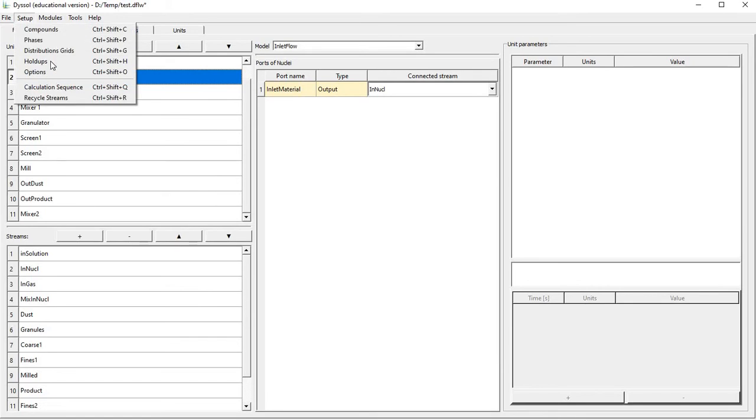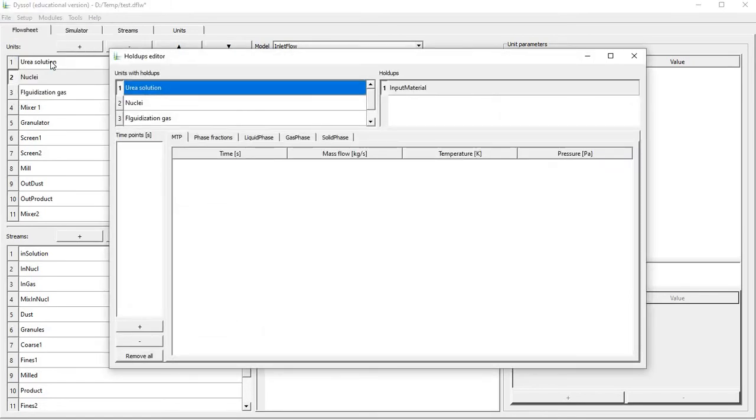In the next step, it is necessary to define holdups. Just a short reminder, all input streams are defined as streams which have a specific holdup, an infinitely large holdup. That's why if we want to define what exactly comes into a system, then we should define the holdup of the according feed. For example, first of all, we'll define the urea solution which comes into a system.